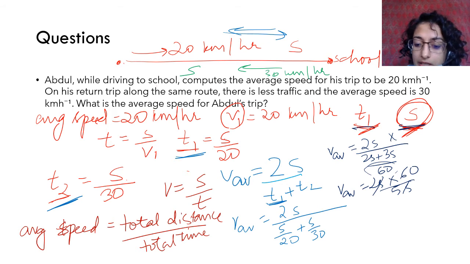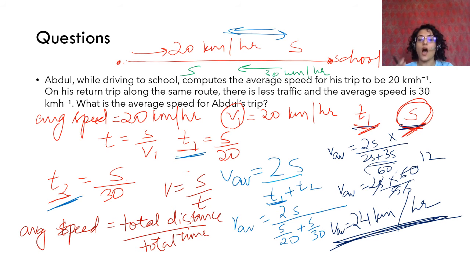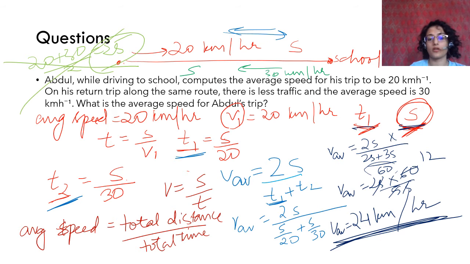Now your answer is V average is equal to 24 kilometer per hour. This is your answer. अगर आपने arithmetic mean लिया होता तो it would have come 20 plus 30 upon 2, would have been 25. Your answer would have been wrong. Okay, you have to do it this way.